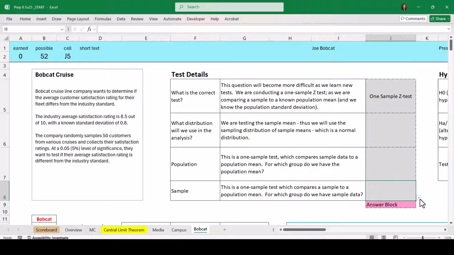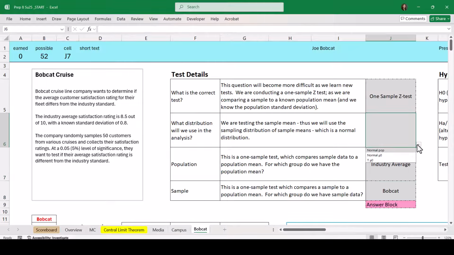So our sample is the Bobcat Cruise Line. They took a sample of 50 of their customers, and we are going to compare that to the industry average, which is a population mean of 8.5. Basically, they want to see if they have different ratings than the industry average. They're going to take 50 customers to make a generalization about all of their customers.